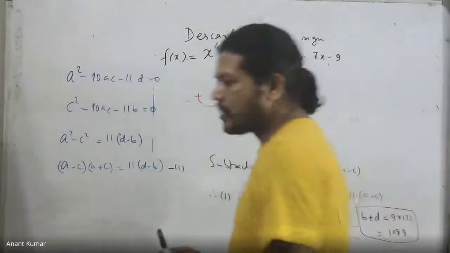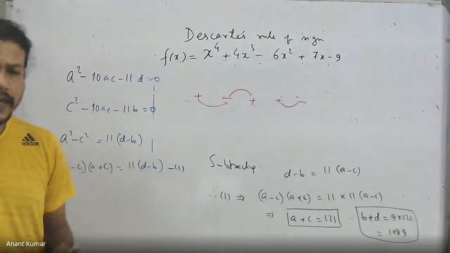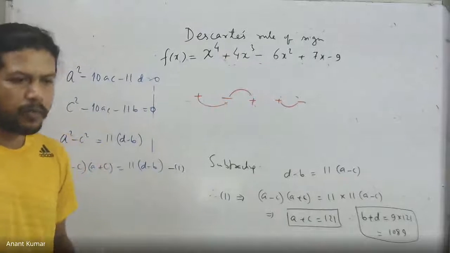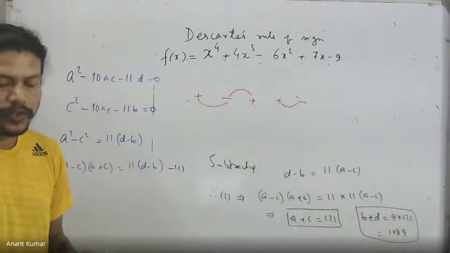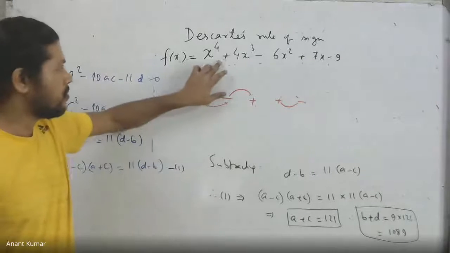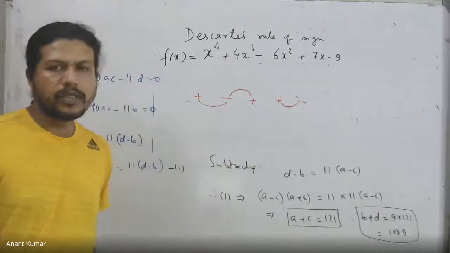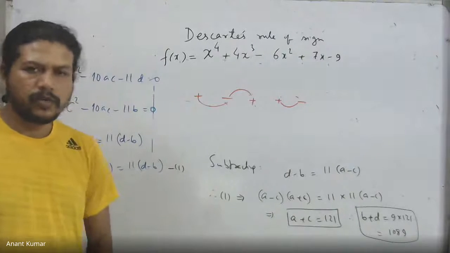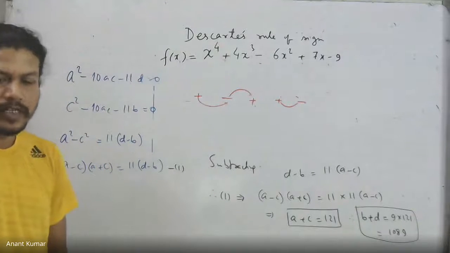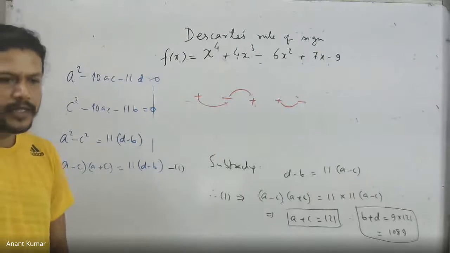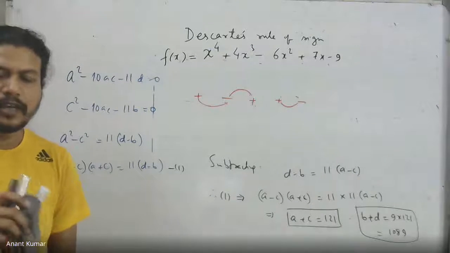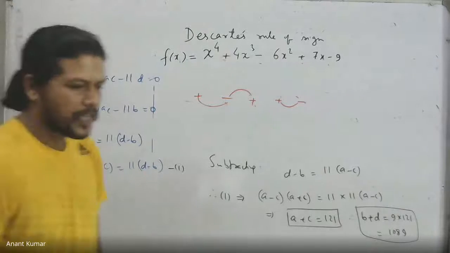It doesn't say that it has to have three, it just says the maximum number of positive roots cannot exceed 4 actually. Sorry, 3 in this case. The maximum number of positive roots is going to be equal to the number of sign changes in f(x), and similarly, the number of negative roots will be at most equal to the number of sign changes in f(-x).